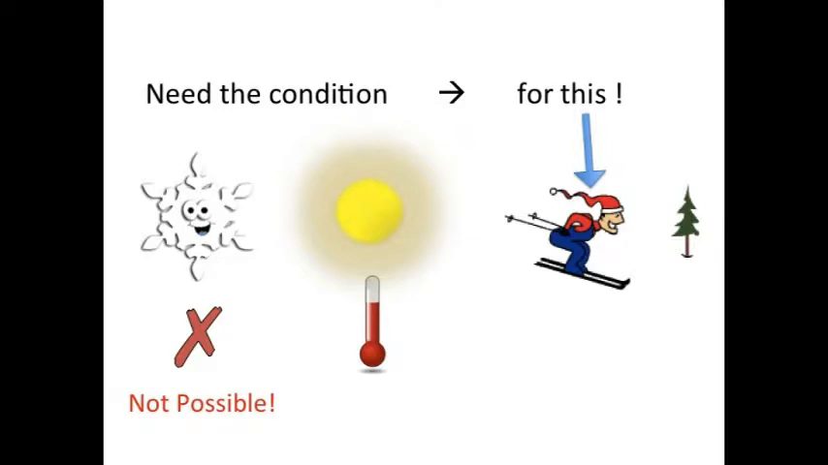For example, I want to go skiing, but there is a condition for skiing. You need snow for skiing. The problem is, today it is sunny and hot, and it's in the middle of summer. So the condition, snow, is not possible. I need snow, but snow is not possible.